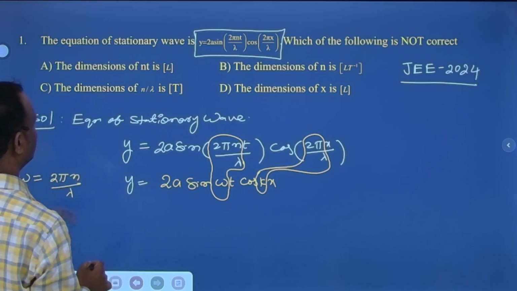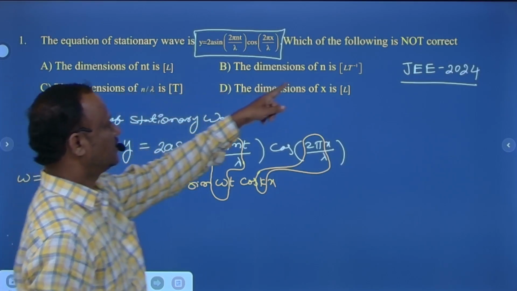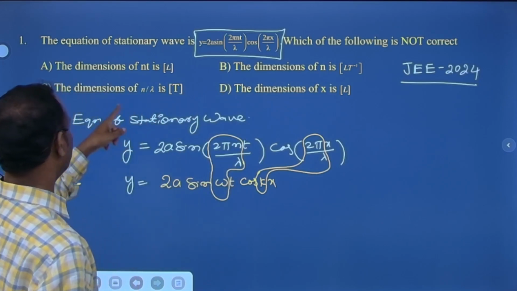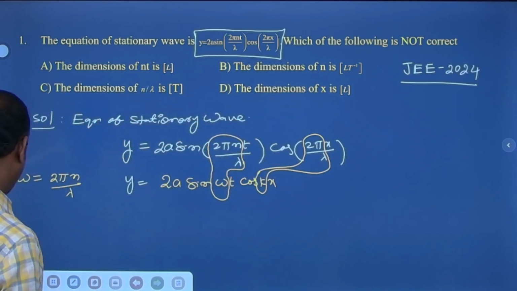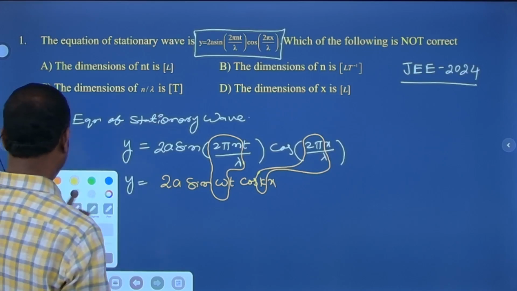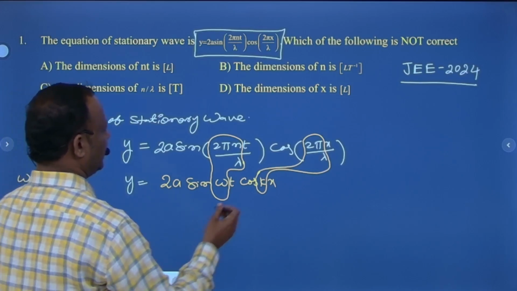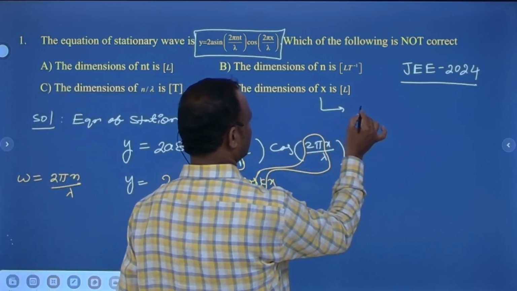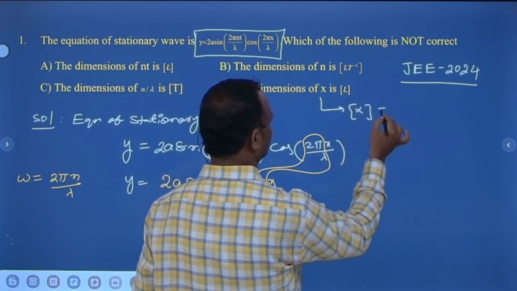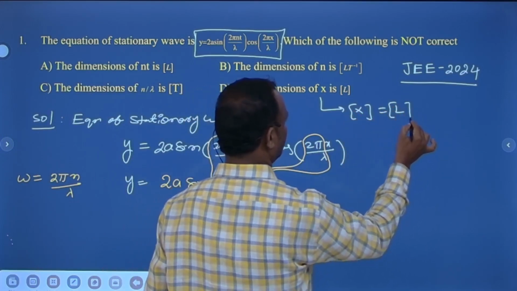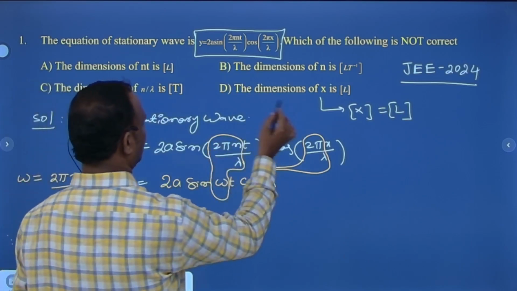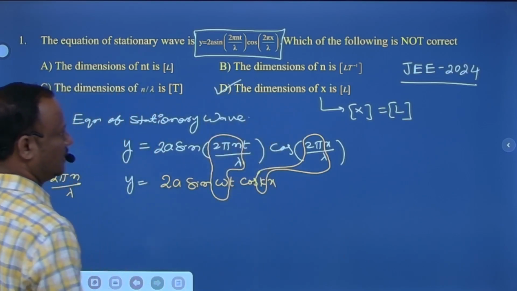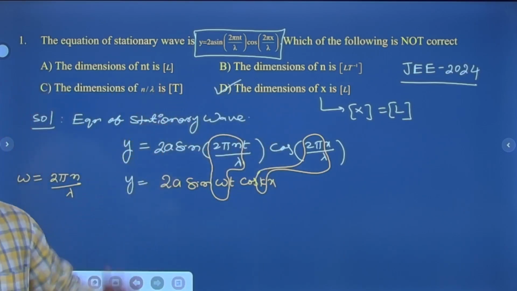Dimensionally I am checking this: the dimension formula of n by lambda, and the dimension formula of x. The dimension formula of x is L only. The question asks which one is not correct.